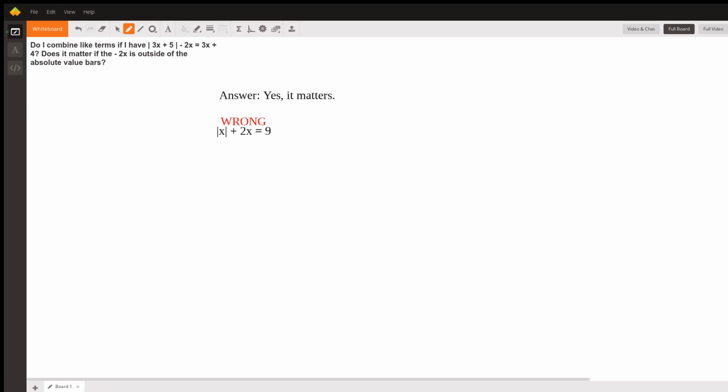So this is the wrong way to do it. Let's just go ahead and bring it in like you want it to. Bring that 2x into the x, and then we will have the absolute value of 3x equals 9. Now, if you watched the other video that I sent you, you know that this gives us two different cases. Case 1 is that x is greater than or equal to 0. And case 2 is when x is less than 0.